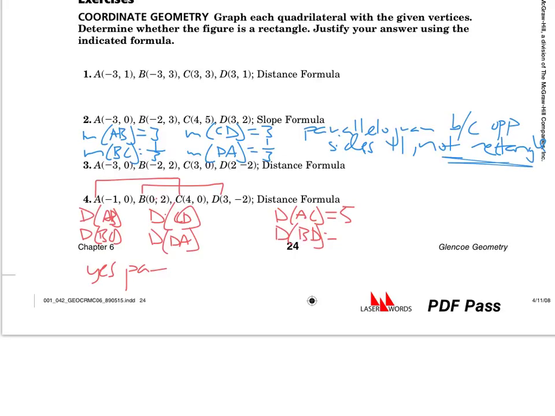Then find the distance from B to D. Distance from 0 to 3 is 3. Then distance from 2 to -2 is 4. So you get 9 plus 16 is 25. Square root of 25 is 5. They do come out the same. So it's yes, rectangle, because diagonals congruent. And that's it.